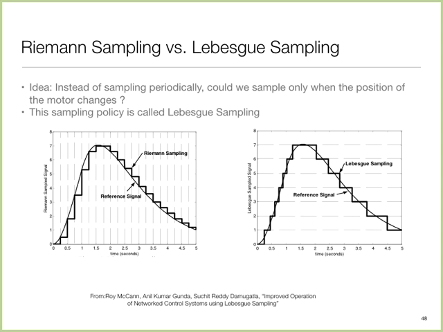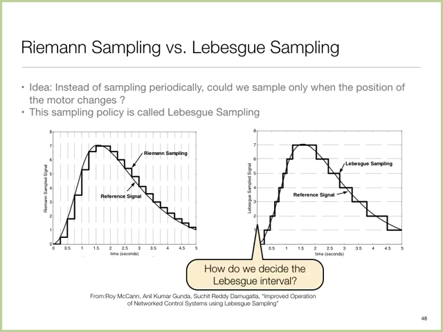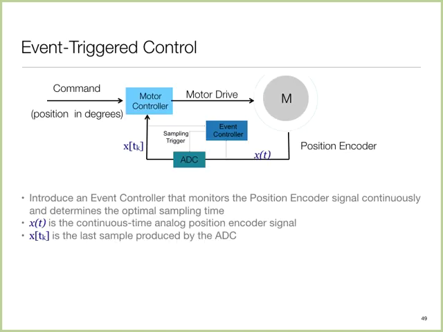So the key question then becomes, how do we decide this interval? When should I collect the next sample? The idea that Professor Tabuada's work had is called event-triggered sampling. And in an idealized sense, the notion that they have is the following.